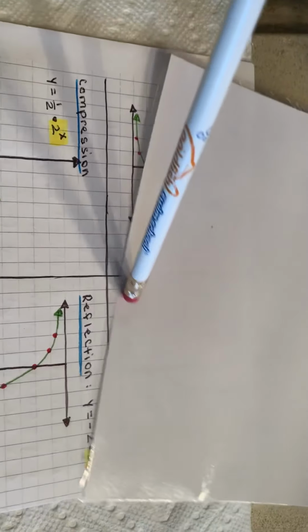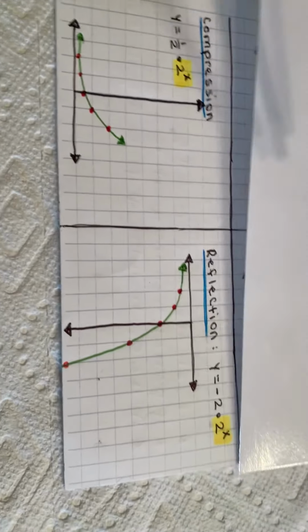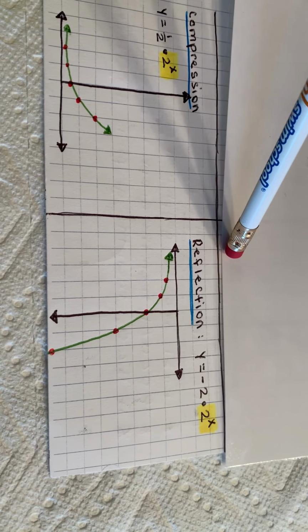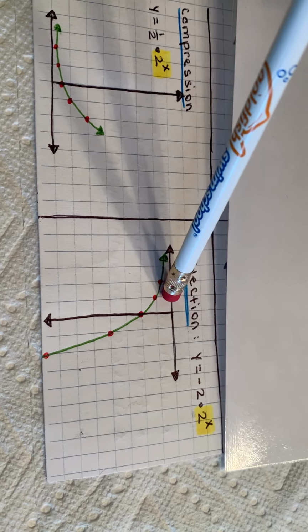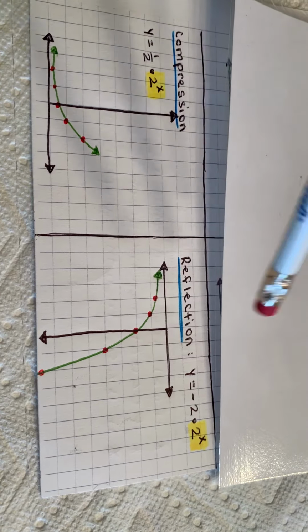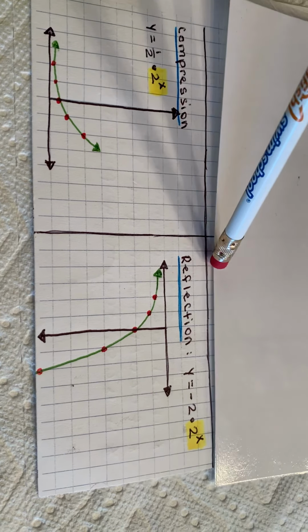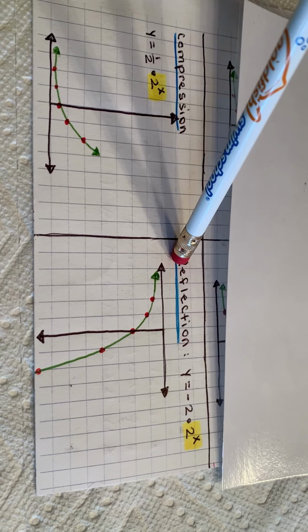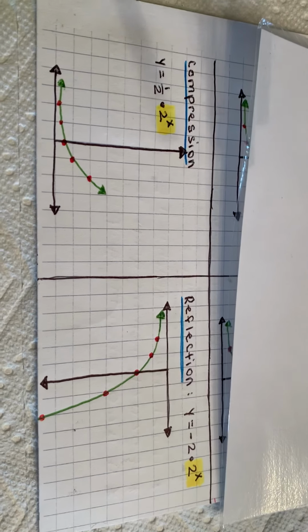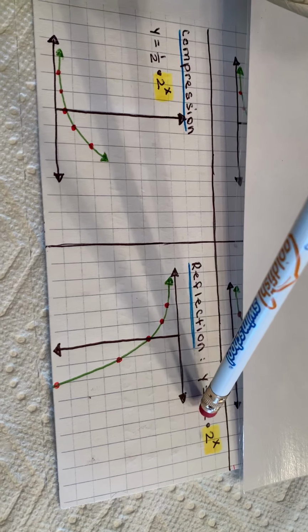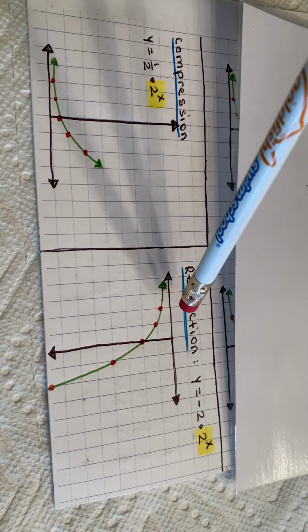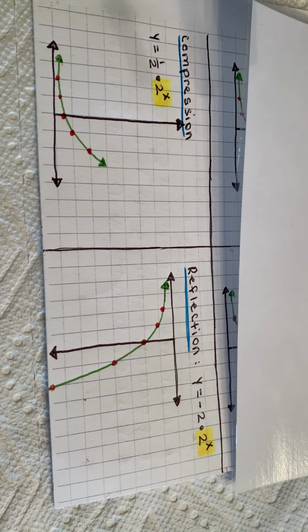Finally, our last graph is called a reflection. And I want you to notice that this graph is below the x-axis. It did a flip over that x-axis. And what tells me that it's a reflection is that negative number right there, -2. This a value is negative. It means reflection. It gets flipped over the x-axis.